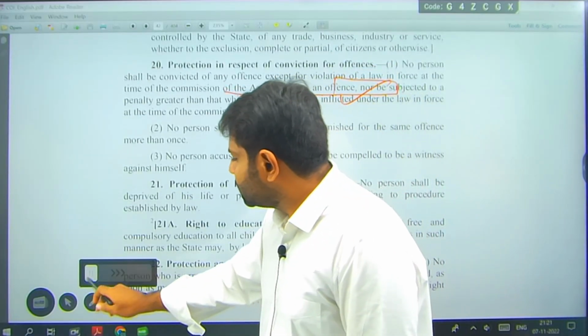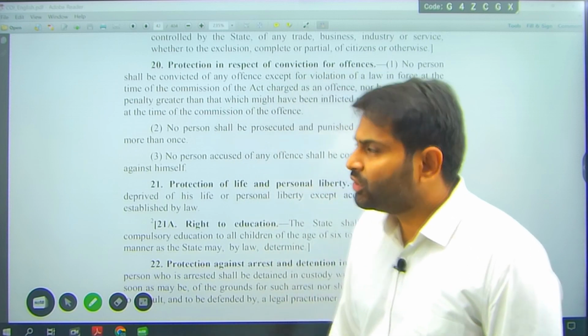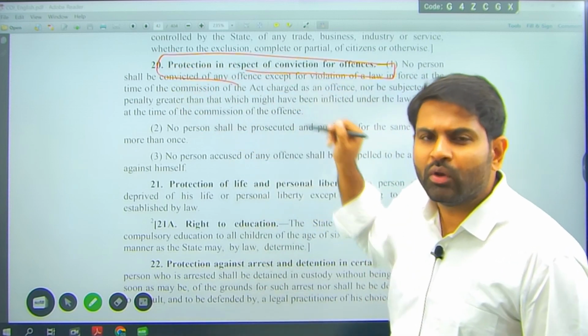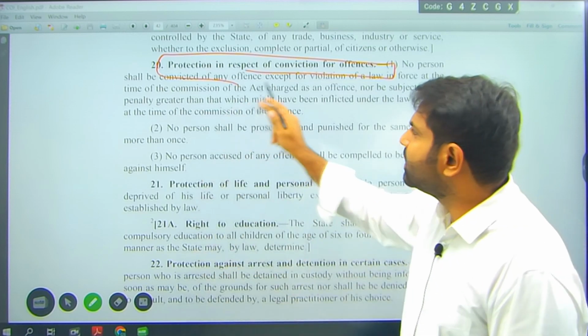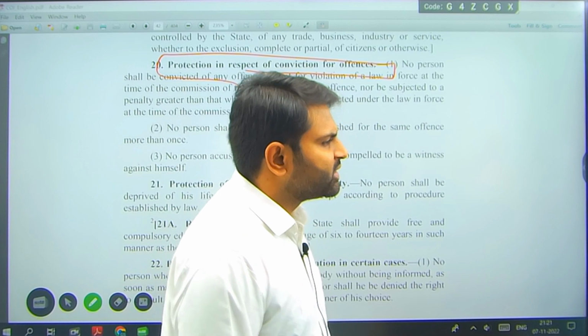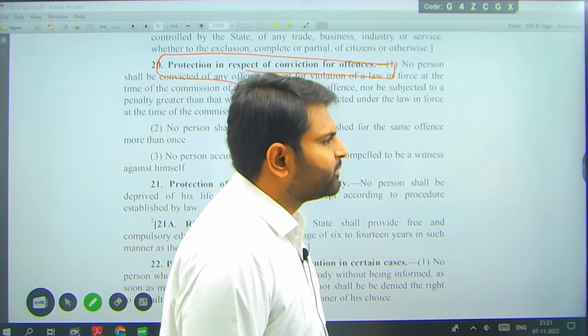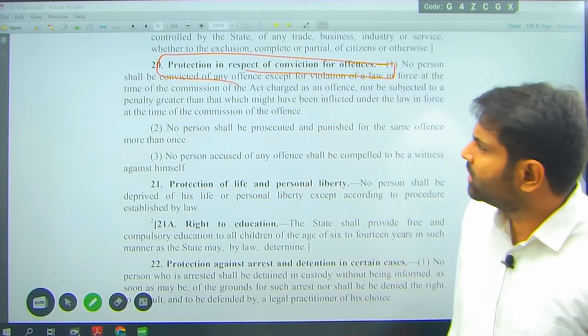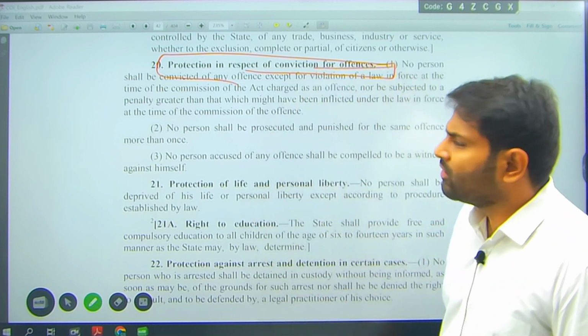Then Article 20. Article 20 is protection in respect of conviction of offences. Whatever is highlighted, you can write down in the notes, or you can directly open this document and copy paste, right? So Article 20 is talking about protection in respect of conviction for certain offences.